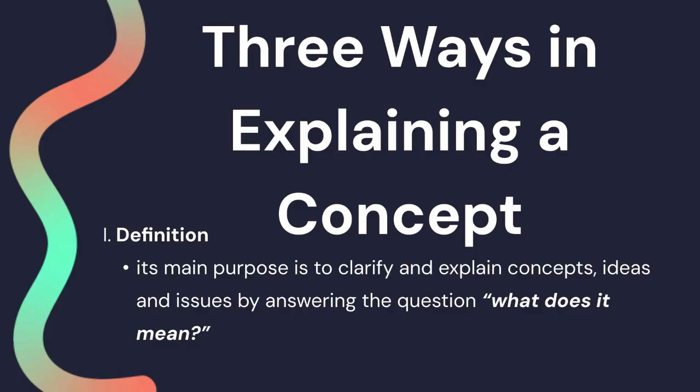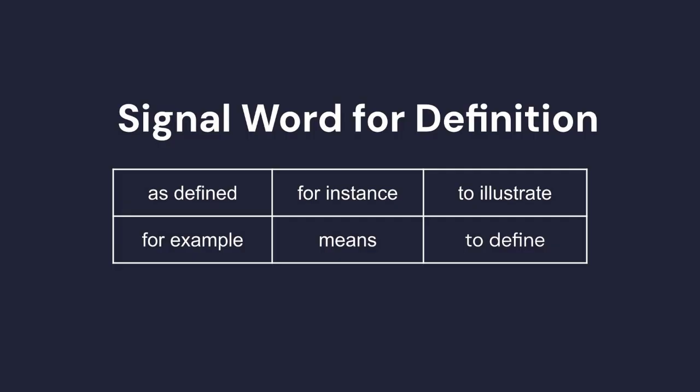When writing a concept paper, you start by giving a clear and simple explanation of the topic you are writing about. This is called the definition. You can define your topic by using a dictionary, explaining it in your own words, or giving real life examples of what it means. The goal is to help the reader understand what your topic is before you go deeper into discussing it. Here are some signal words that you could use in writing your definition. As define, for example, for instance, means to illustrate, to define.